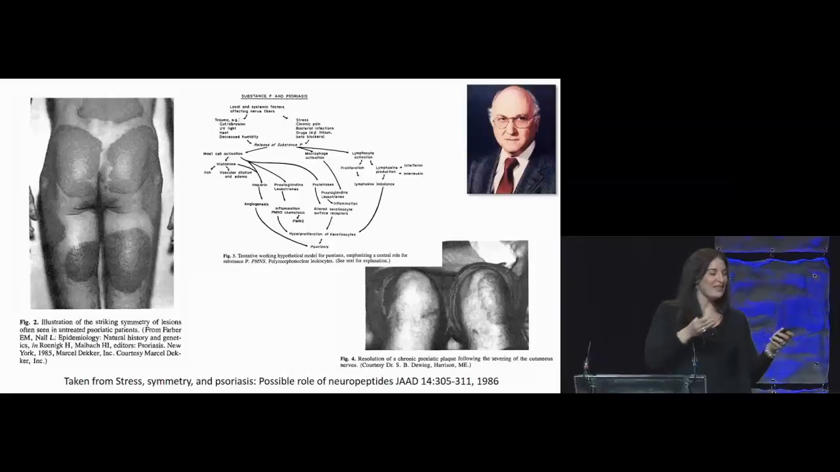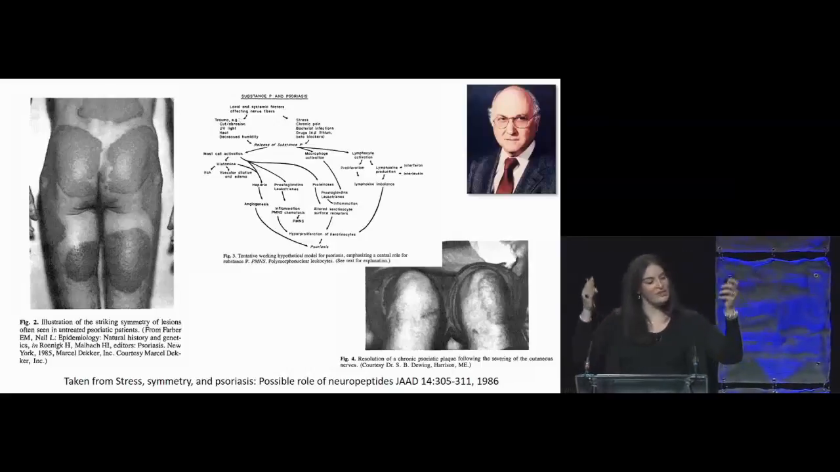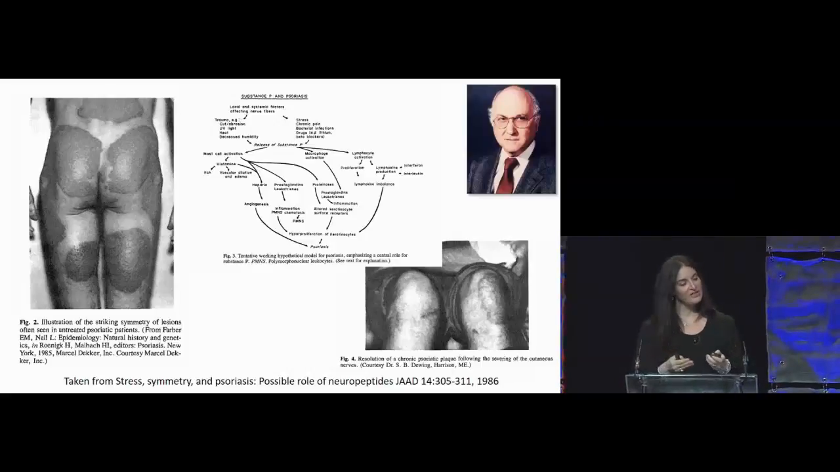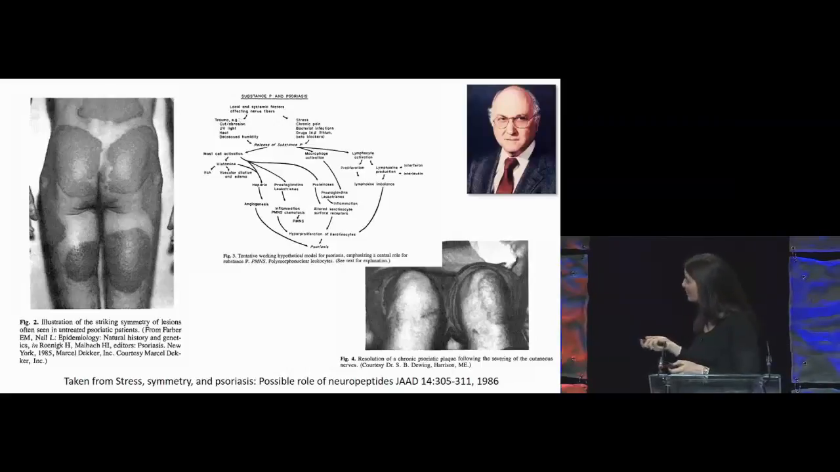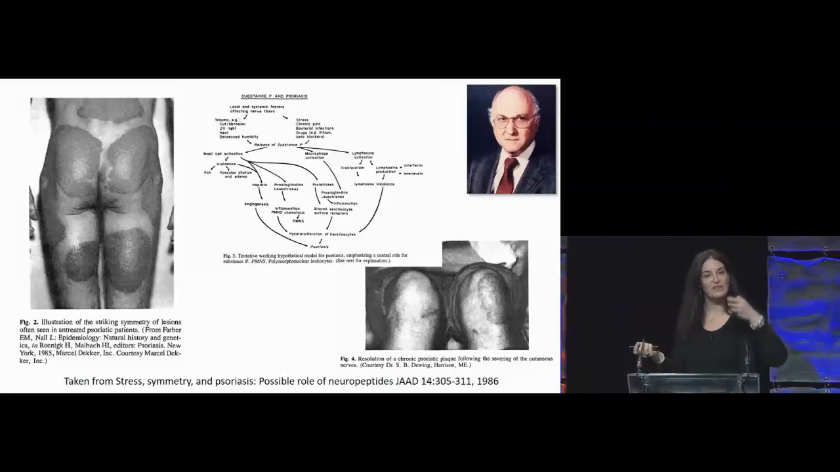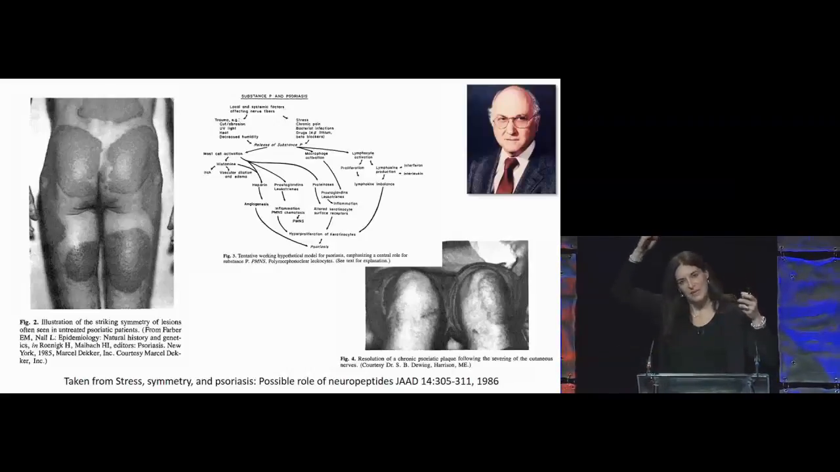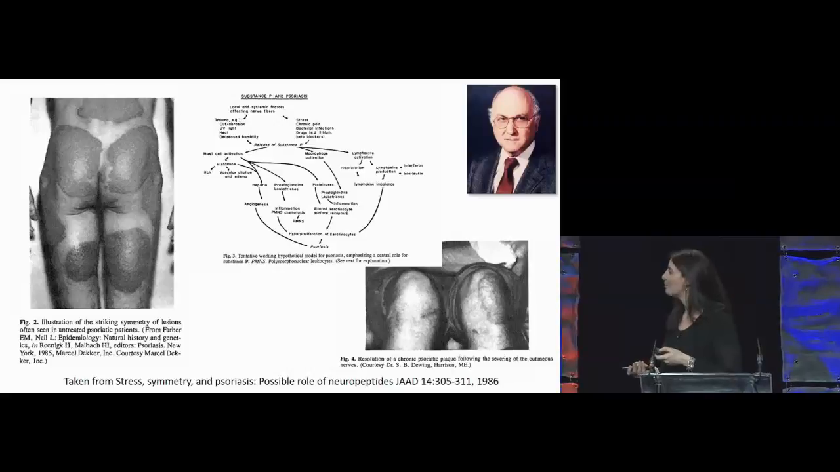So looking at these papers, you can see what Gene was proposing, that perhaps the symmetry of psoriasis was caused because of sensory nerve innervation. And that in these patients that had knee surgery and their plaque went away, perhaps it was because of nerve contributions. And he proposed this sort of cascade of events with substance P being at the top of them.